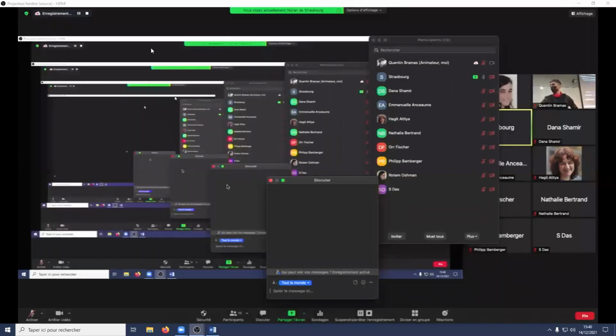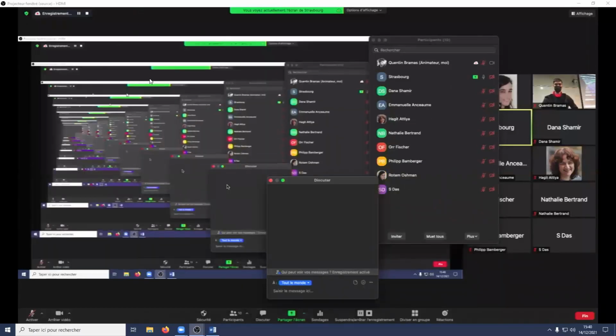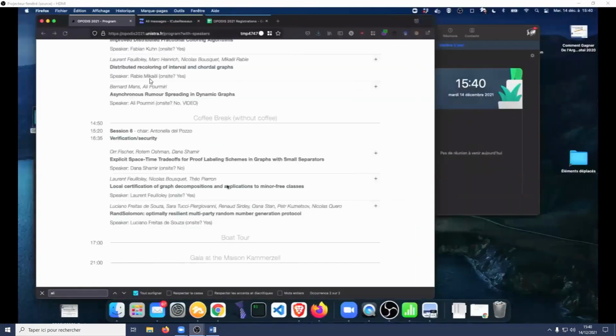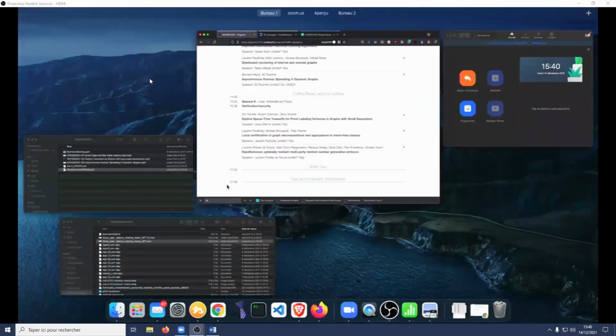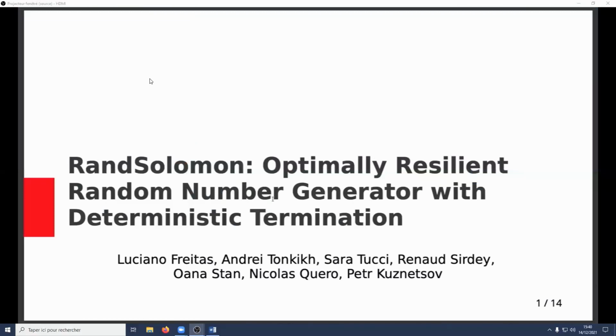So the last talk of the day, RandSolomon, optimally resilient multi-party random number generation protocol. It's from Luciano Freitas de Souza, Sara Tucci-Piergiovanni, Renaud Sirdey, Oana Stan, Petr Kuznetsov, and Nicolas Quero, and the talk is given by Luciano Freitas de Souza.